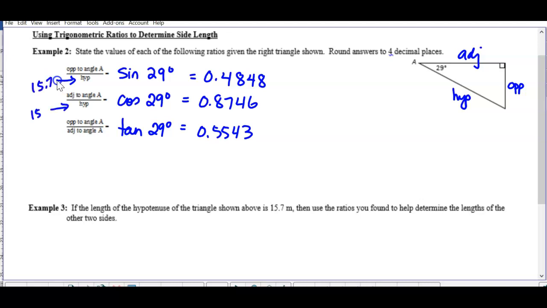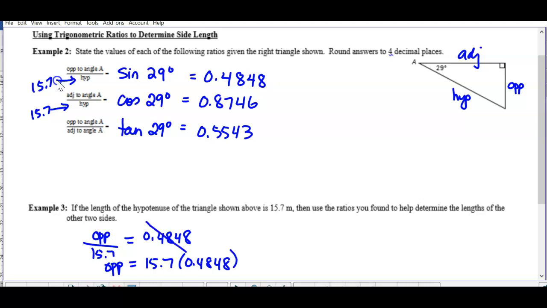So for the first one, opposite over 15.7 equals 0.4848, and we can solve for the opposite. So 15.7 times 0.4848. Now, saying that, we're not going to use that. Instead of 0.4848, we're going to use sine of 29, because that is more accurate.